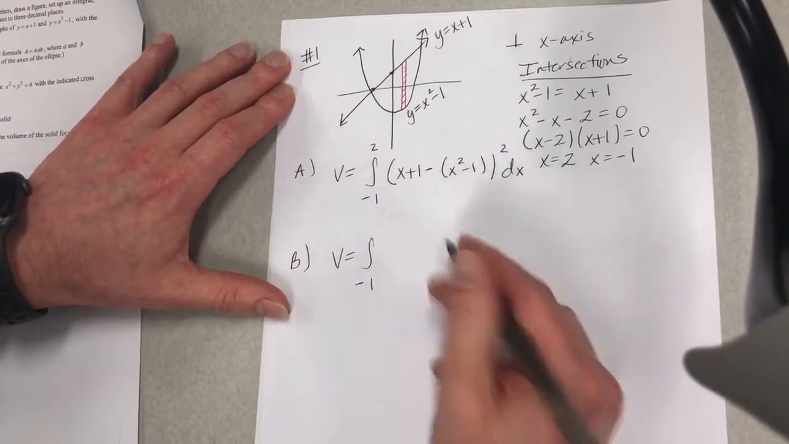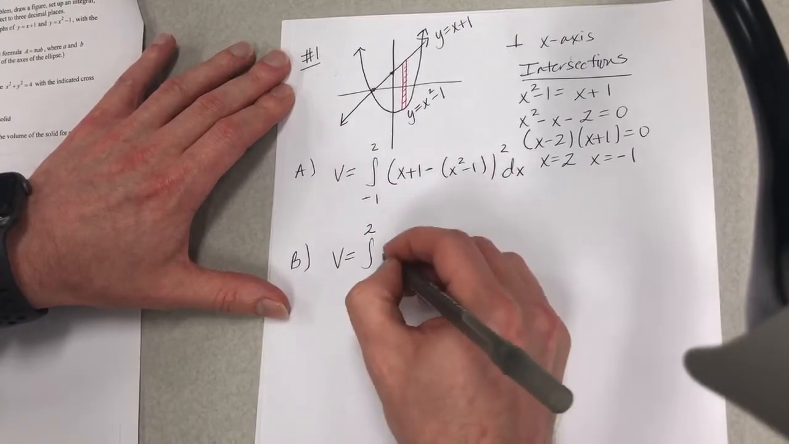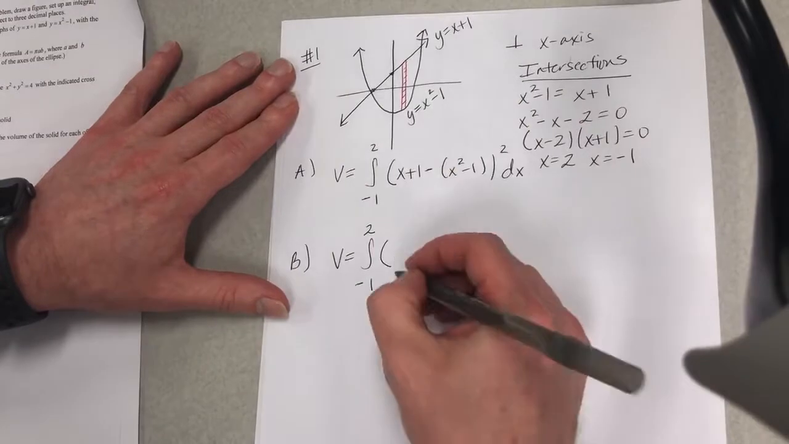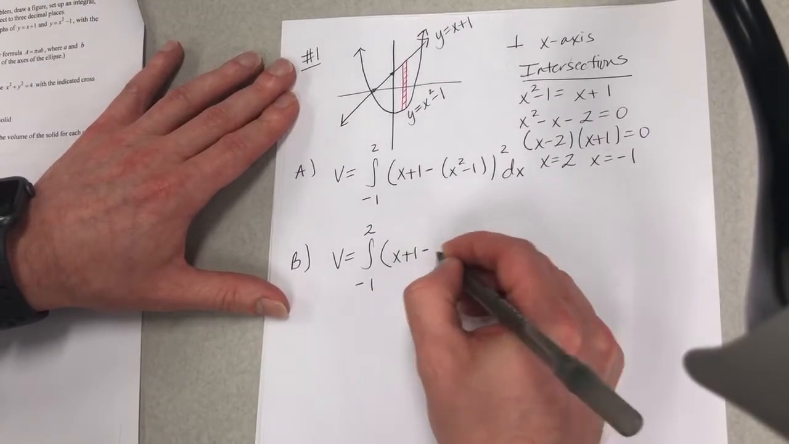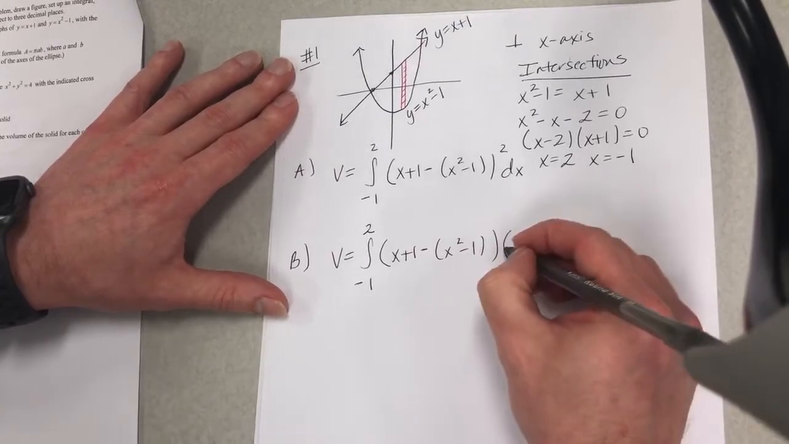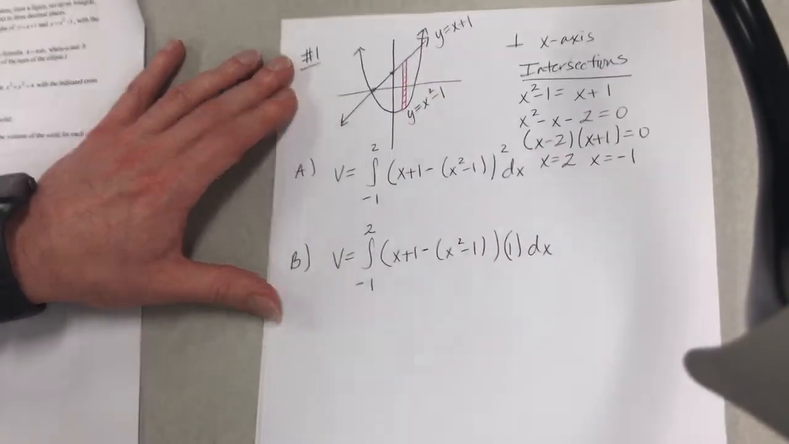Part B, rectangles with a height of 1. So for a rectangle, the area is going to be base times height. Well, your base is going to be your top curve minus bottom curve, just like we did in the previous examples. And your height is going to be 1. Ta-da, you're done.